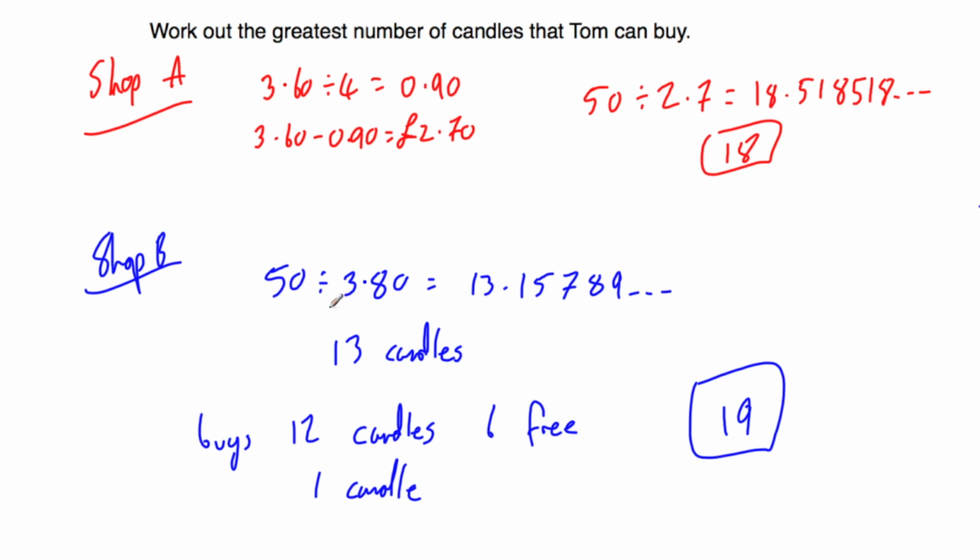Now there is another way to approach that question for shop B. What we could have done is work out the cost of 2 candles, see how many lots of those go into £50, and find out how many lots of the offer he could receive. But then you would just need to check, would he have enough change to buy one more candle, and he would, and that means he would be able to buy 19 candles.